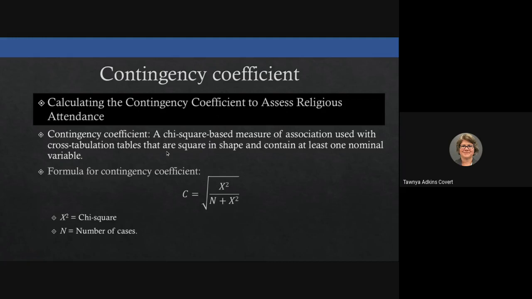So the contingency coefficient is a chi-square based measure that's used with tables that are square in shape and contain at least one nominal variable. So they have to be 2 by 2s, 3 by 3s, 4 by 4s. In other words, there have to be the same number of columns as there are rows, so the same number of categories or response options for the independent variable and for the dependent variable. And the formula is the square root of our chi-square divided by our sample size plus our chi-square value again.